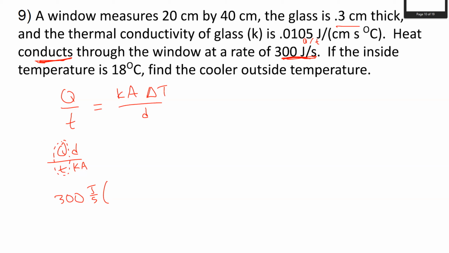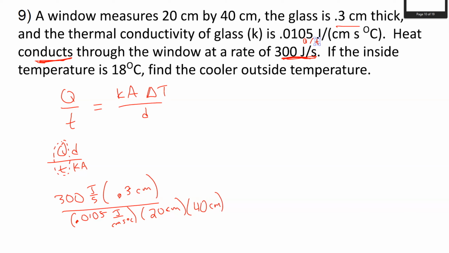Looking at the unit here, look how the K value is joules, centimeters, second, degrees Celsius. See how that's centimeters? Everything's in centimeters. Let's see what happens if I leave it in centimeters. D is 0.3 centimeters. And then down here, I already taken care of the T. That was with the Q over T, this number. But I need K, which is going to be 0.0105 joule per centimeter second degrees Celsius. And an area. So that's going to be 20 centimeters times 40 centimeters, length times width, to get the area.